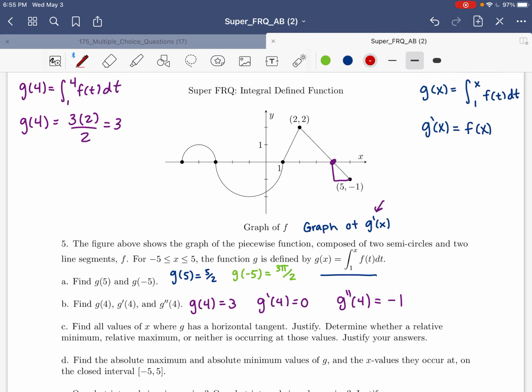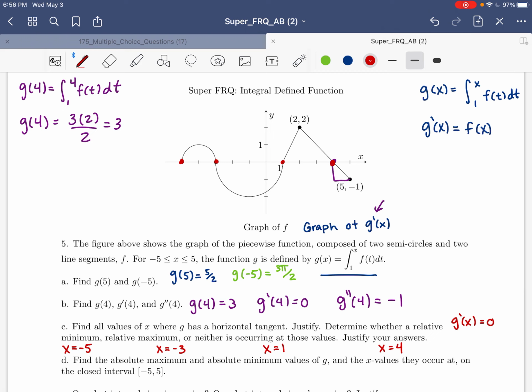Okay, C wants to know everywhere where we have a horizontal tangent on g. So right away you should be thinking this is any time the derivative equals 0. And then we got to say if it's a relative maximum or whatever. So first one, horizontal tangent would be at -5. Then we have -1, 2, 3. Then I have 1. And then lastly, I have x equals 4.